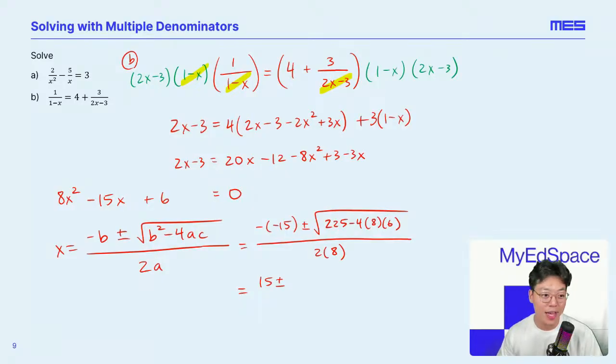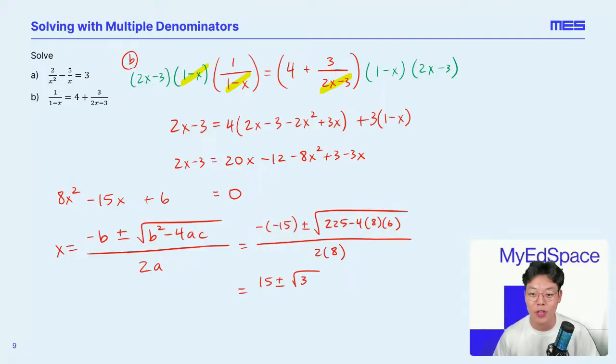So now we have 15 plus or minus. We have 225 minus 4 times 8 times 6. So 4 times 8 is 32. 32 times 6 is 192. You can check my math on that. 32 times 6. Is that right? 32 times 6. 180 plus 12, 192. Yes, that's correct. So we have 225 minus 192.